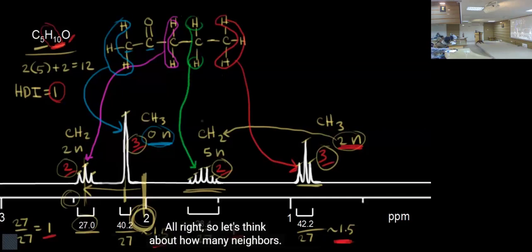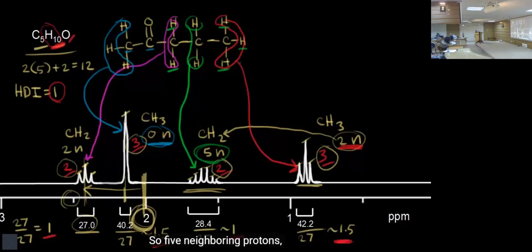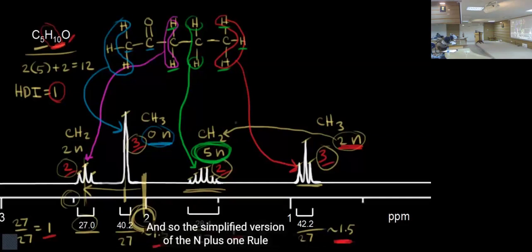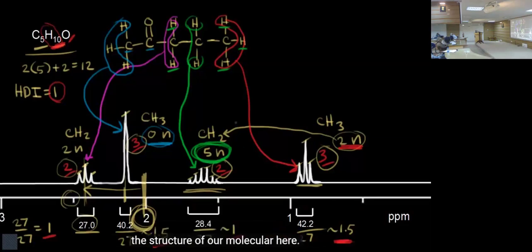All right, so let's think about how many neighbors. We expected 5 neighbors for these CH2 protons. Let's count them up. 1, 2, 3, 4, 5. So 5 neighboring protons matches what we see on the NMR spectrum. Now, those magenta and red protons are actually in different environments, and so the simplified version of the n+1 rule isn't quite true, but it works for this example. We're going to go with it because all we care about is getting the structure of our molecule here.